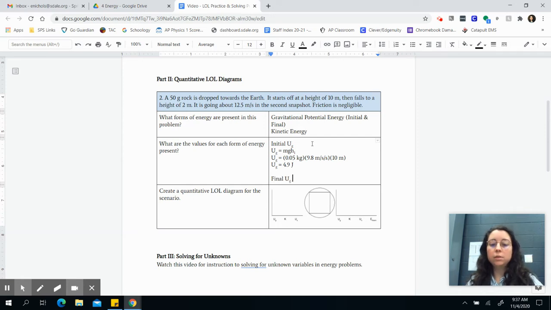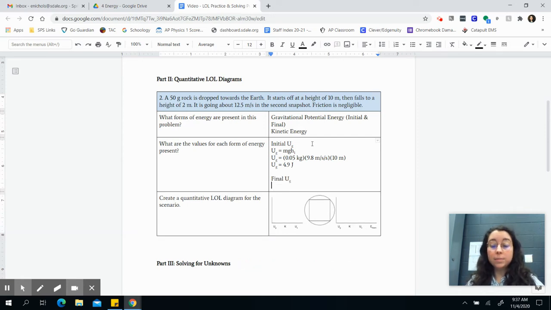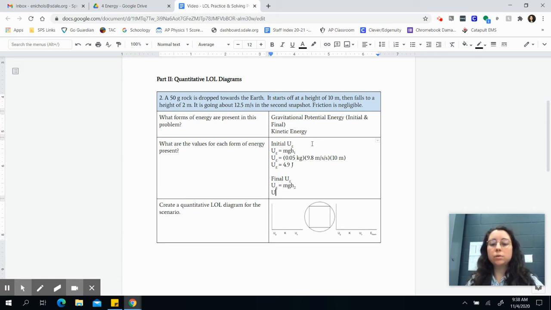UG. Same formula, but now we have a second height that we have to account for. So UG is equal to mgh2. So UG, potential energy, is that same mass, 0.05 kilograms times 9.8 meters per second squared. But now instead of 10 meters, it says 2 meters.